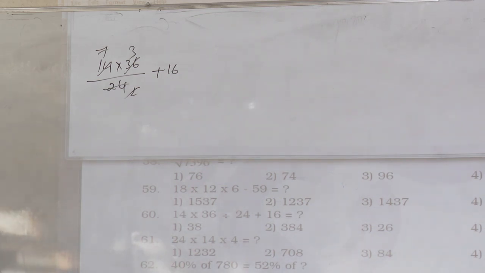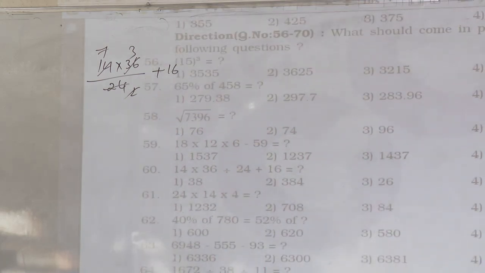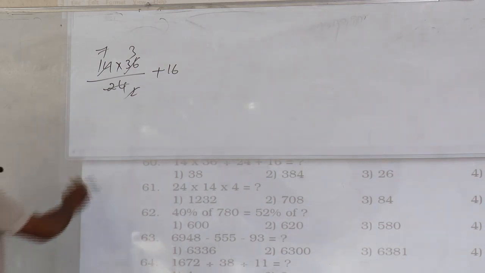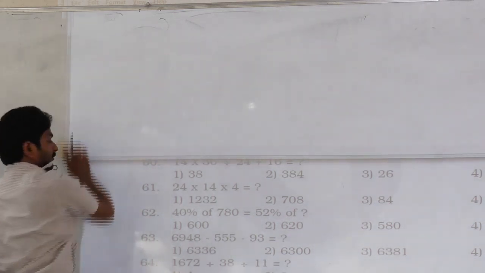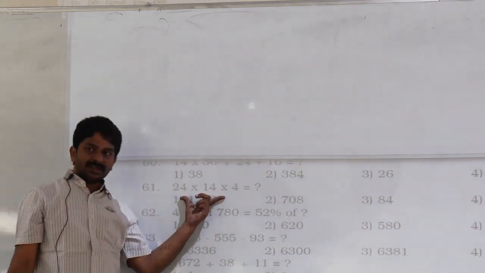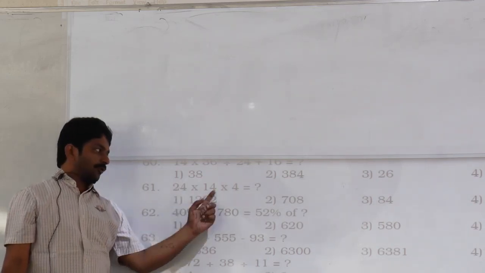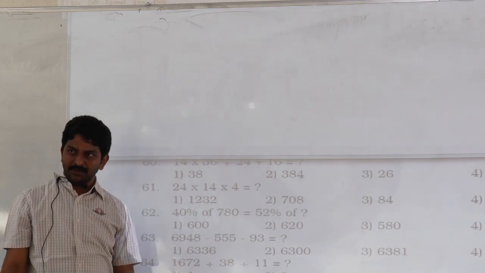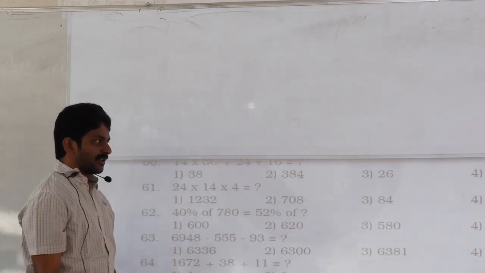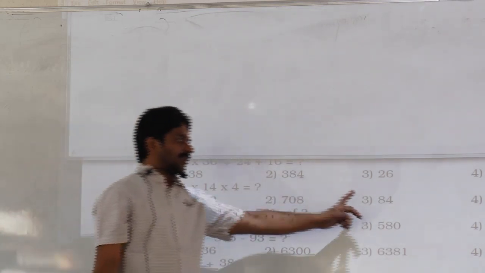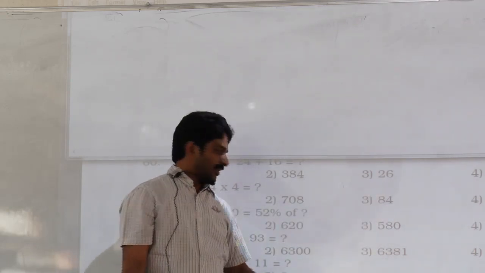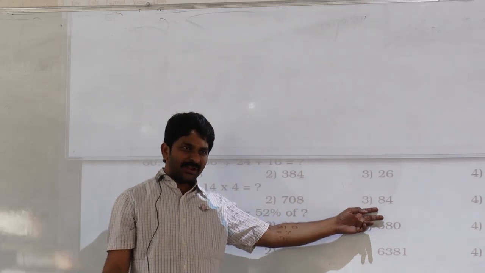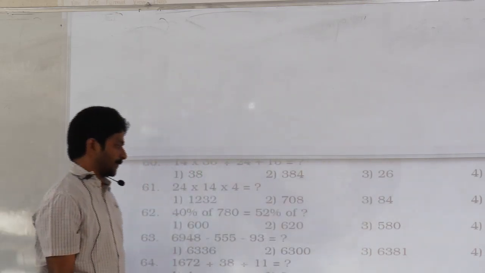Next, 61. So multiplication of 3 numbers, right? 4 cube ends with 4. Your answer should end with 4. How many options are there? 2 options. Third option or fifth option? Multiplication of 24, 14 and then 4 can never be 84, right? Answer is fifth option.